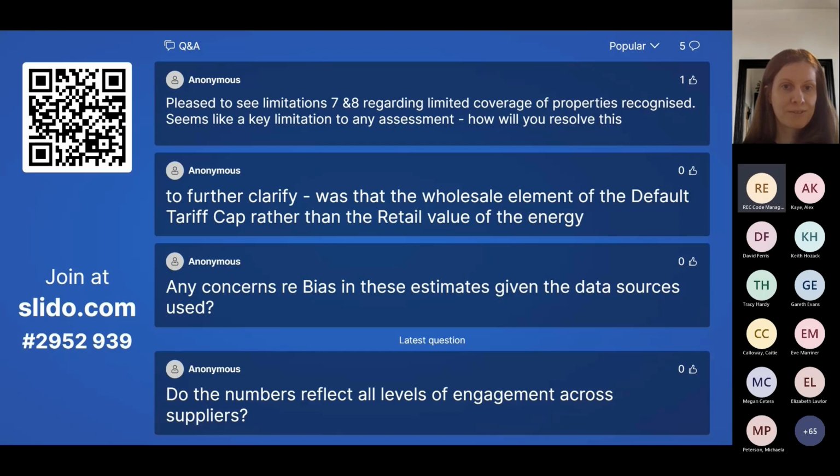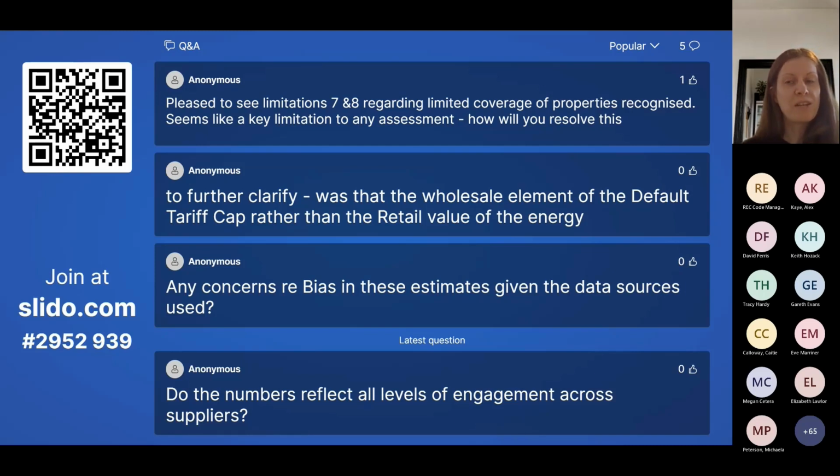We've had a few more questions come in via Slido, so I'll just start at the top. Pleased to see limitations 7 and 8 regarding limited coverage of properties recognised. Seems like a key limitation to any assessment. How will you resolve this? Sure, Alex, is there anything you'd like to say on this one?